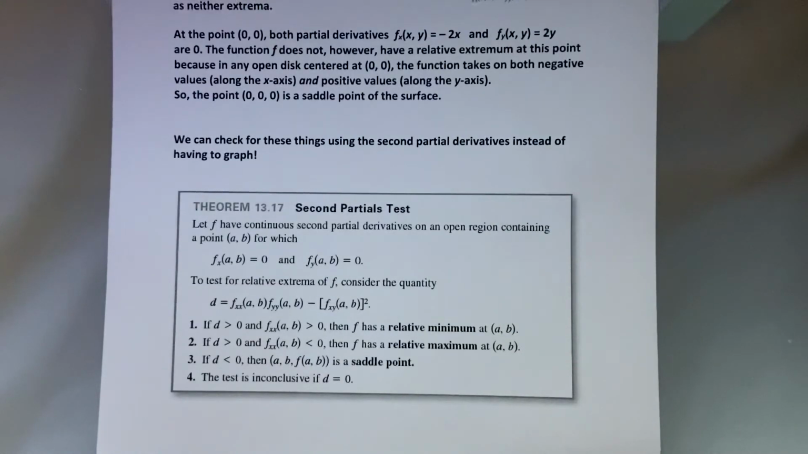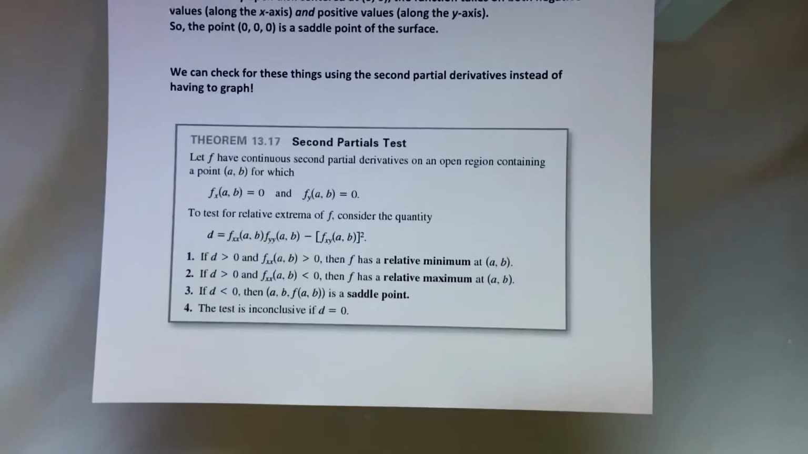So let f have continuous second partial derivatives on an open region containing a point (a, b), for which the x partial derivative and y partial derivative are 0. To test for relative extrema of f, consider the quantity D. D is the second partial derivative with respect to x, so take the derivative with respect to x twice, times the second partial derivative with respect to y, minus the partial derivative with respect to x and y. So we take the derivative with respect to each variable once and square it.